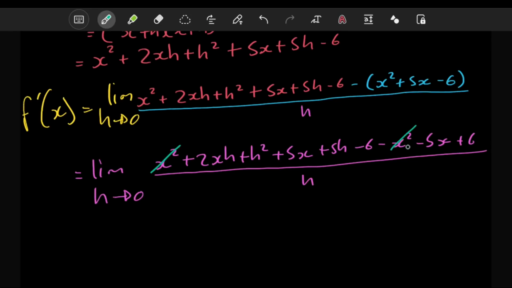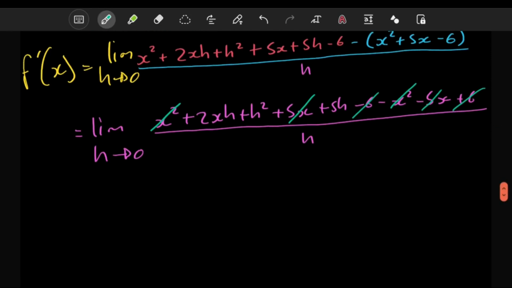You see, this cancels this. There's a positive 5x, a negative 5x. There's a negative 6, there's a positive 6. So what you'll be left with is technically just the limit as h goes to 0 of 2xh plus h squared plus the 5h.